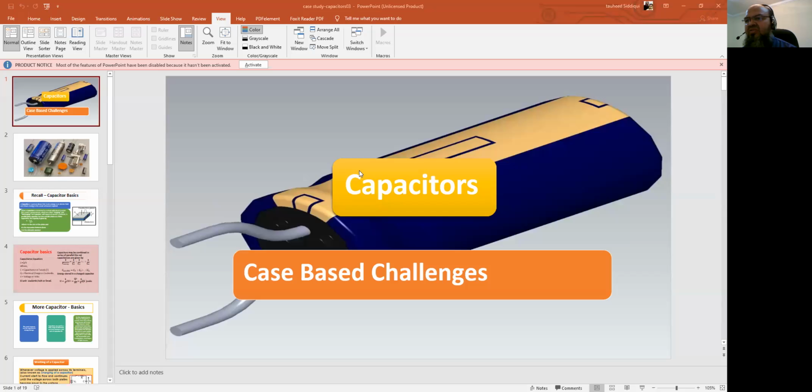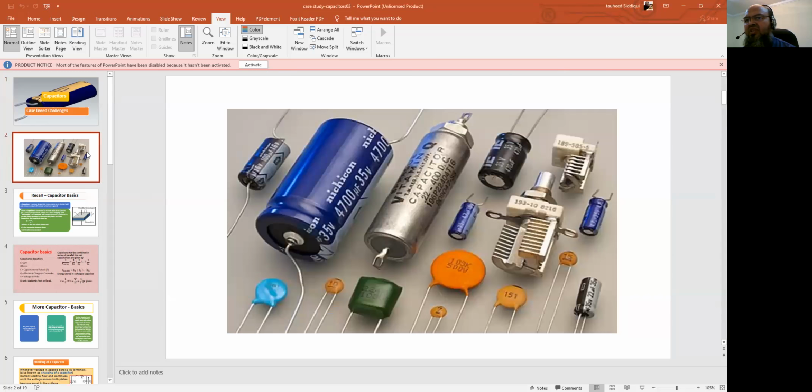So, first thing, as you see on the screen, the name written is capacitors. Case-based challenges, right? All of you are familiar with this figure. If you are visiting some laboratories, these parts are lying over there, these are all different types of capacitors.